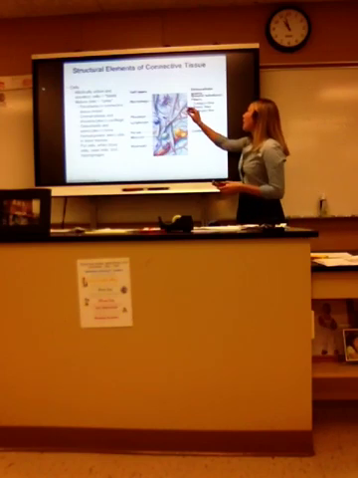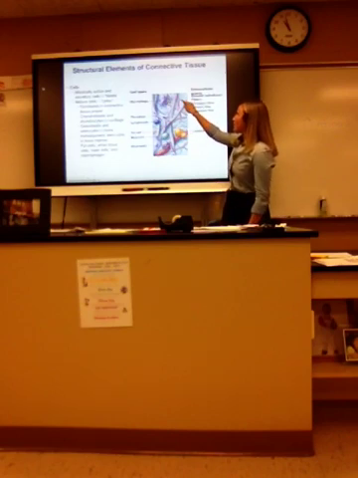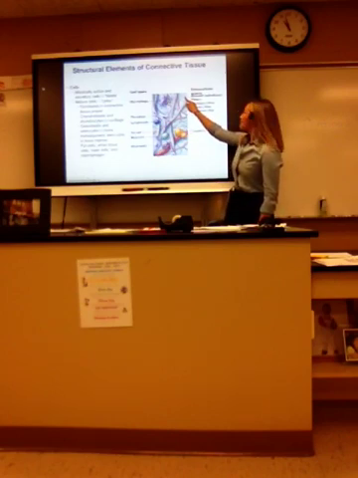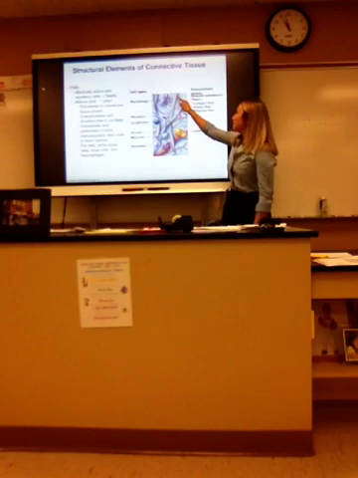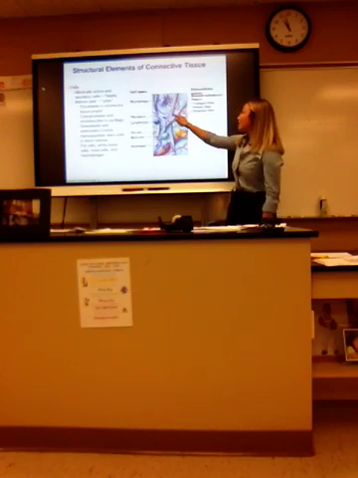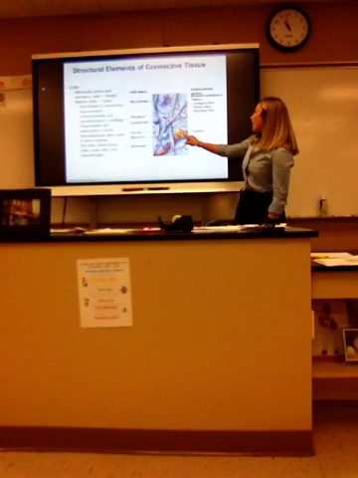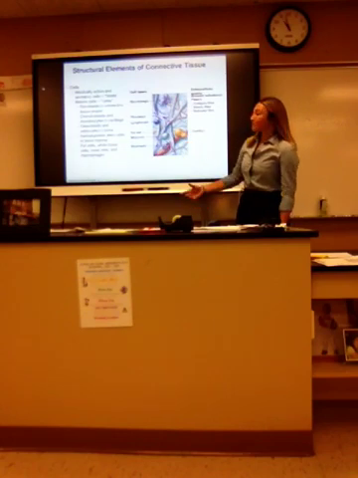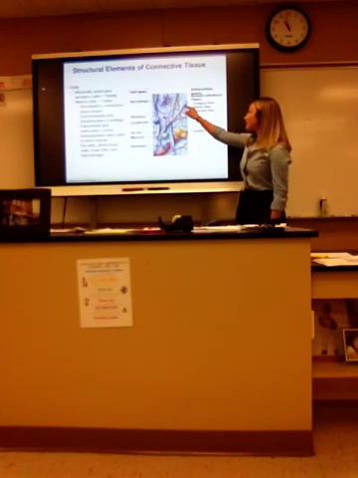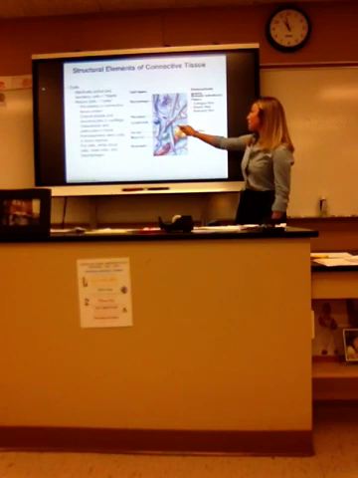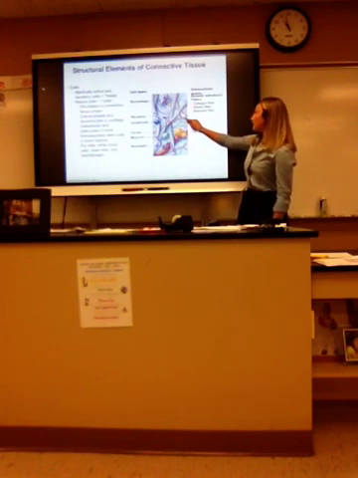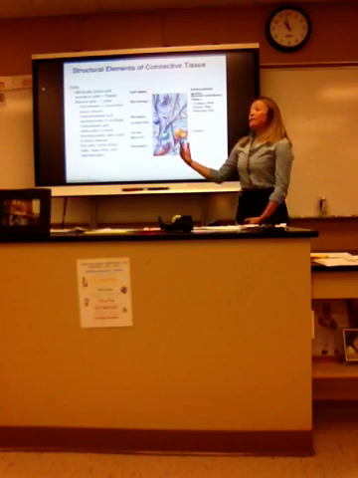So we have our ground matrix, which is the fibers and the ground substance. So we have the ground substance, and this is the collagen fiber. And notice how this is a white color, where our blood vessel is very red. And then we have elastic fibers and the small branch-like reticular fibers here in blue. So again, there's a lot on this slide.